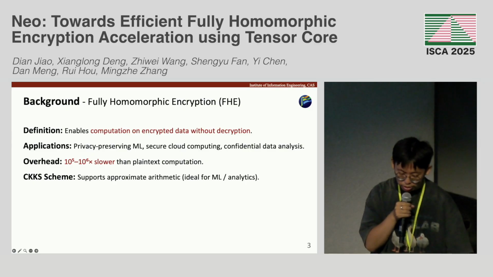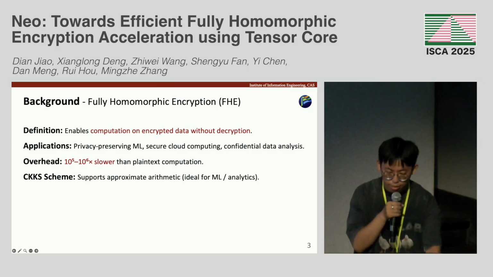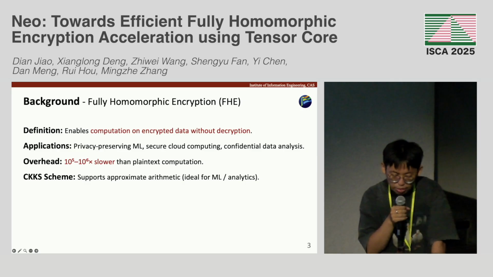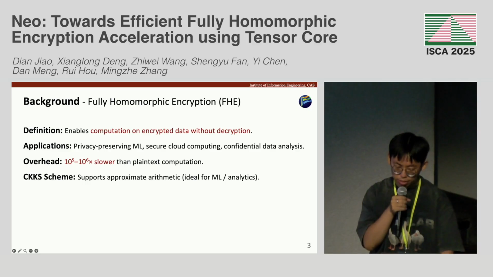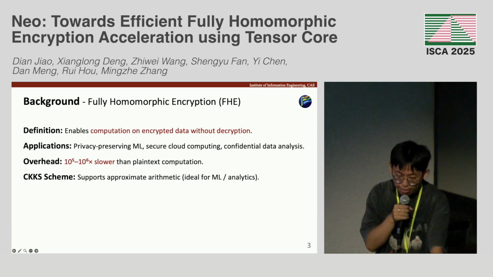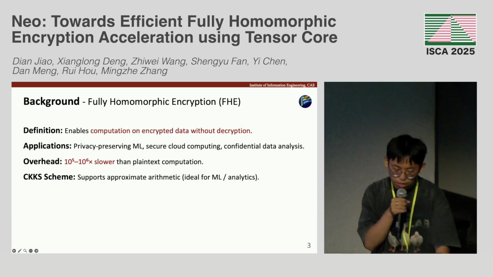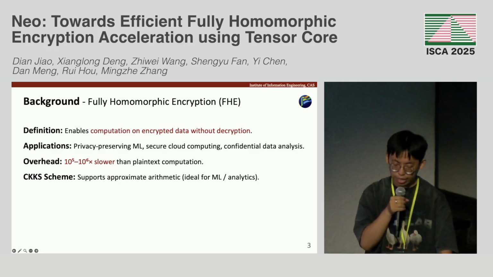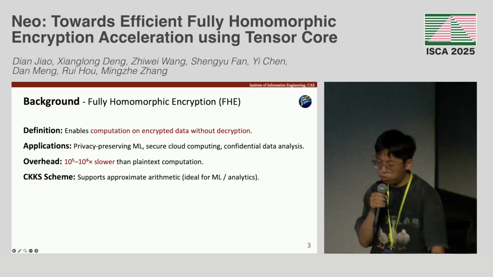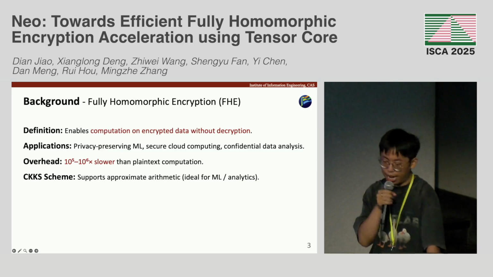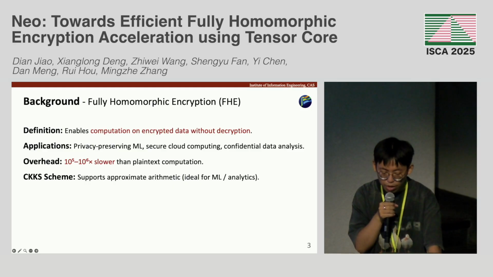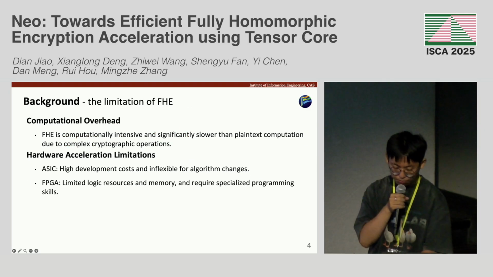The core advantage of FHE is that it enables computations on encrypted data without decryption. Practical applications include medical research and financial risk assessment. However, FHE faces a fundamental challenge. Its security comes at the cost of computational efficiency. This renders FHE computations 100,000 to 1 million times slower than plaintext operations, creating a significant barrier to practical adoption.